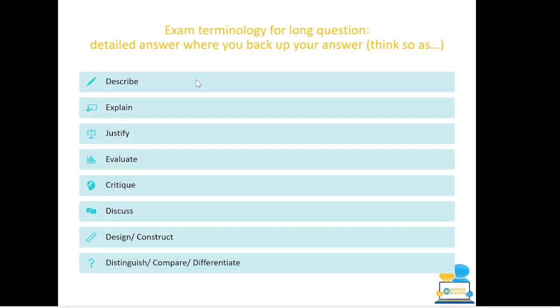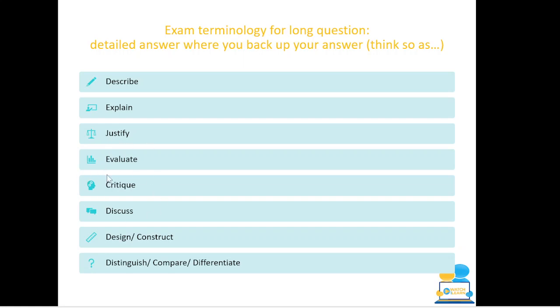Describe and explain are very similar ones. So you're explaining why you chose something. Justify means to give a reason, so you're backing it up with evidence. Evaluate means you're critiquing something. So it could be, for example, a food label, and you're picking out information from the food label and saying why this is good for you or bad for you.